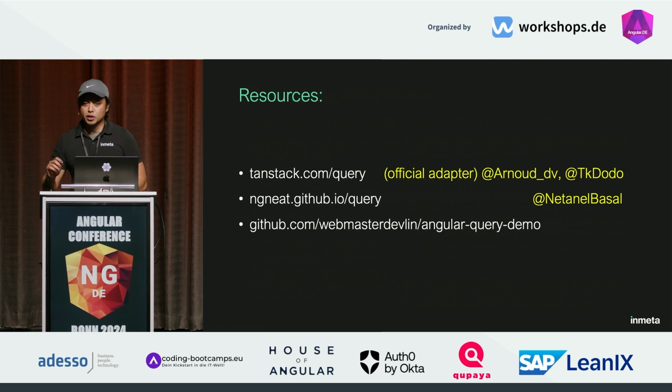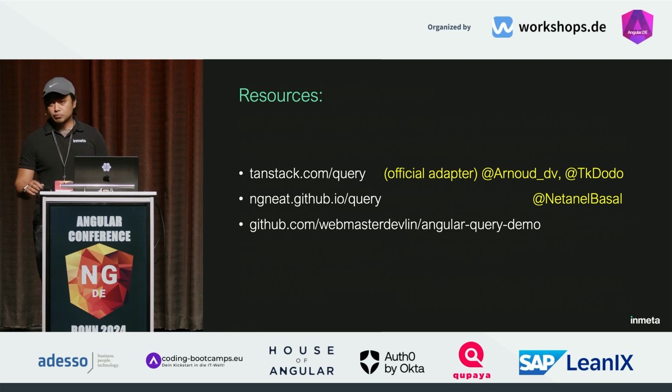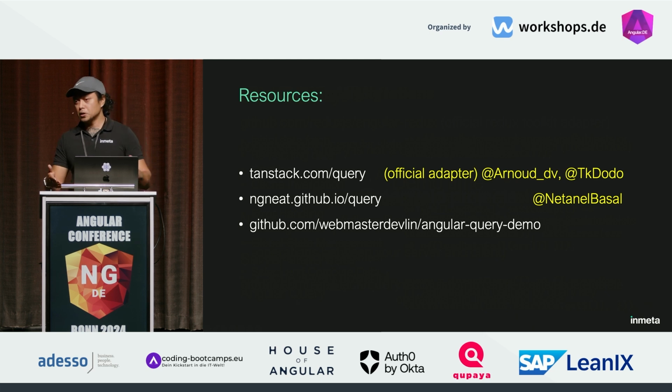Resources: go straight to the well-written docs, tanstack.com/query. And Netanel Basal has a version of TanStack Query for Angular. It was started before Signals arrived in Angular. The query function and mutation function return observables, by the way. And this demo, you can get it on github.com, in my repo here. It's public, Angular Query demo.